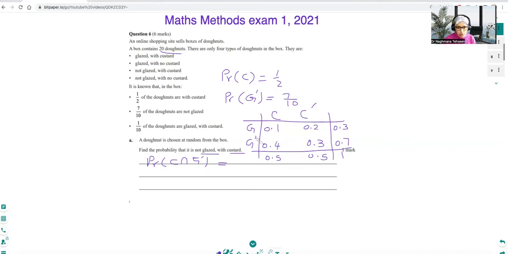So now we know custard and not glazed is 0.4. You can write it like that, or as 4/10, which is the same as 2/5. The reason for converting into a fraction is that they've given the answer here in fractions, so I'd better leave my answer in fractions as well. That should be our part A.